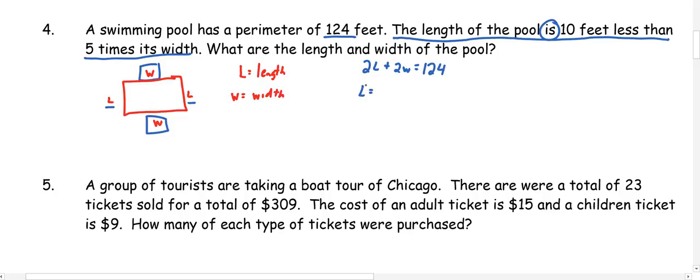So let's go backwards here. First we have 5 times its width, so we're going to have 5W, and then less than. So we're subtracting 10.